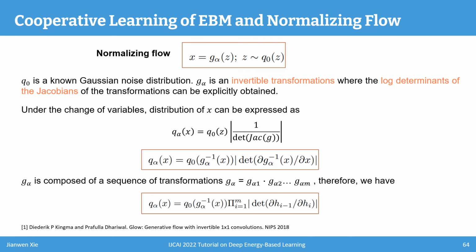The cooperative learning framework can also be applied to joint training of an EBM and a normalizing flow model. The normalizing flow is a special generator whose log likelihood is tractable. To be specific, the transformation G in the normalizing flow needs to be invertible, and the log determinants of the Jacobians of the transformation can be explicitly obtained. Then under the change of variables, we can obtain the distribution of X. G is usually composed of a sequence of invertible transformations.